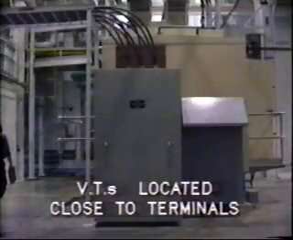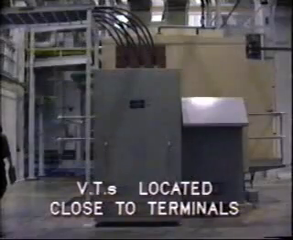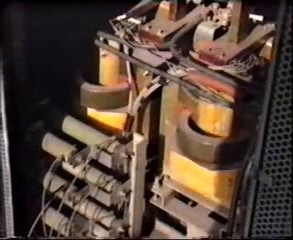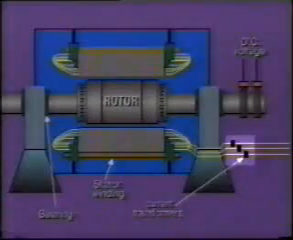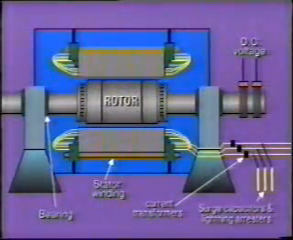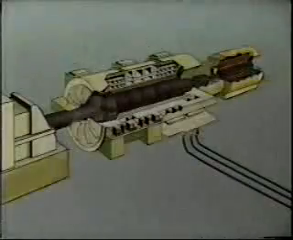VTs, voltage transformers, are also located close to the terminals to provide input to the generator voltage control system. Current transformers are usually located close to the terminal bushings. These CTs measure the value of current and transfer this information to the control and protection system. In some generators, surge capacitors and lightning arresters are located at the terminals so as to protect the generator windings.